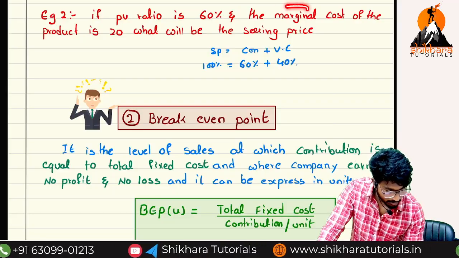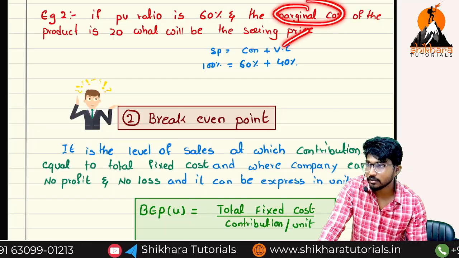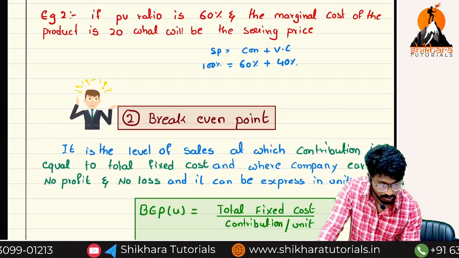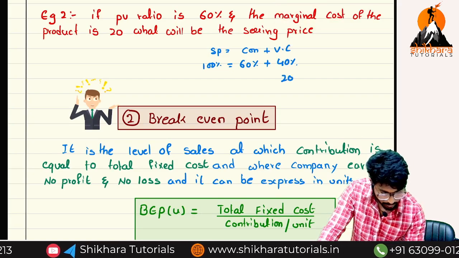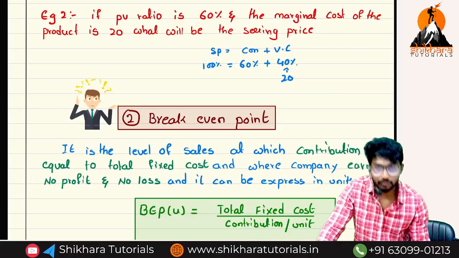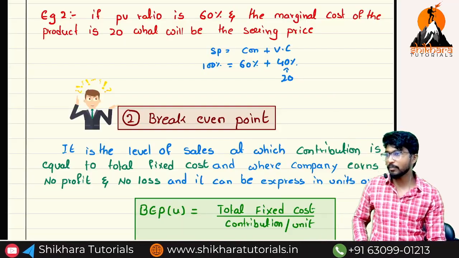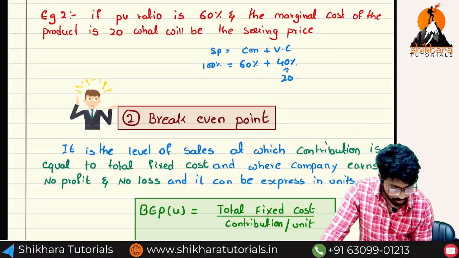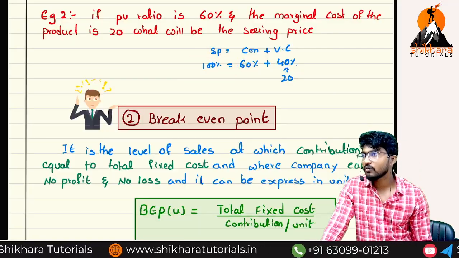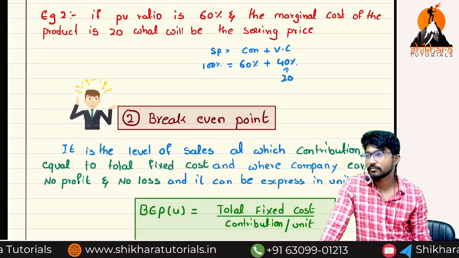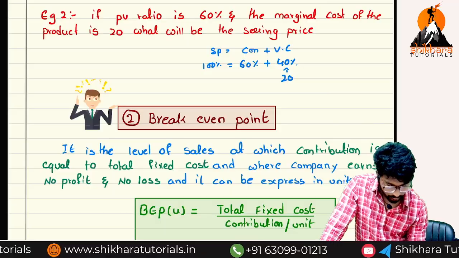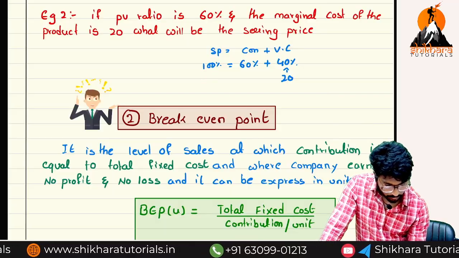Now this marginal cost is nothing but variable cost. Marginal cost is how much? 20 rupees is equal to how much? 40%. Am I correct? This 20 rupees is equal to 40%. Now what is the value of 100%? 20 divided by 40 into 100. How much did you get?